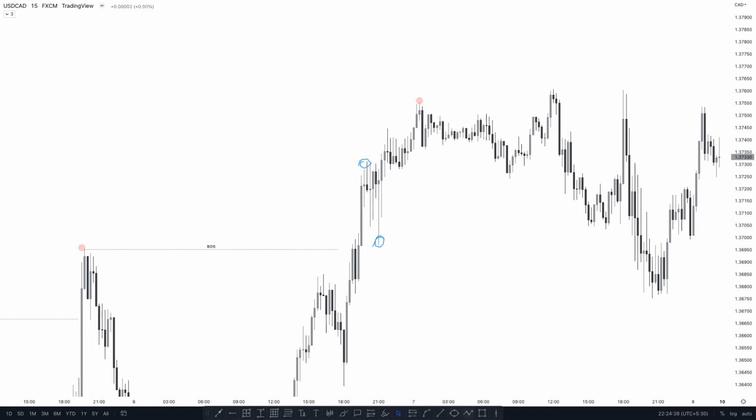Yes, exactly, like this. Correct. So this one is our inducement, which one is here. And after taking out this inducement, this higher high is confirmed. And the next attempt, what happened here?